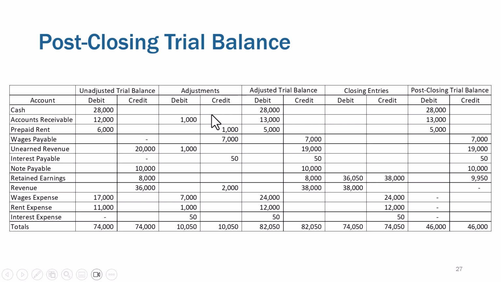And this gives you your post-closing trial balance. So again, retained earnings started at 8 grand, and by virtue of these closing entries ended at 9,950. It went up by 1,950, which is net income. And net income does affect retained earnings. It does increase retained earnings. If it was a loss, the closing entry debits would have been larger than the credits, and it would have decreased retained earnings.